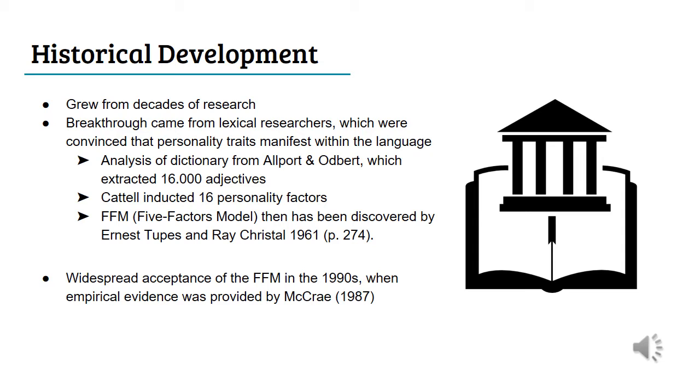When advanced statistical methods were applicable by computer technology, Paul Costa and Robert McCrae were able to provide empirical evidence in 1987 for the five-factor model, which had been discovered but not proven earlier by Ernest Tupes and Ray Christal in 1961. Therefore, the widespread acceptance started in the 1990s due to the mentioned empirical evidence, nearly 50 years after the foundation had been set.